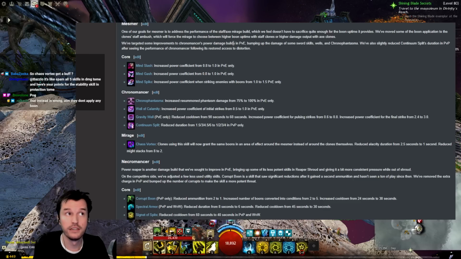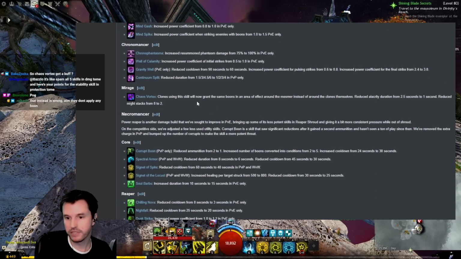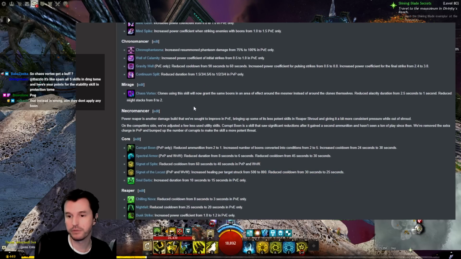swap to axe. If you swap to axe, you're doing more damage. Stay staff, you're doing more boons. So you got to choose what's needed for that situation. So that is how they presented it.